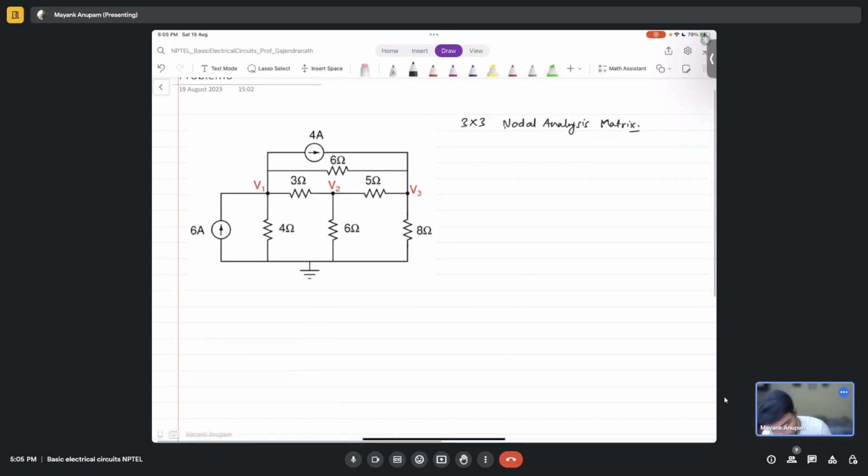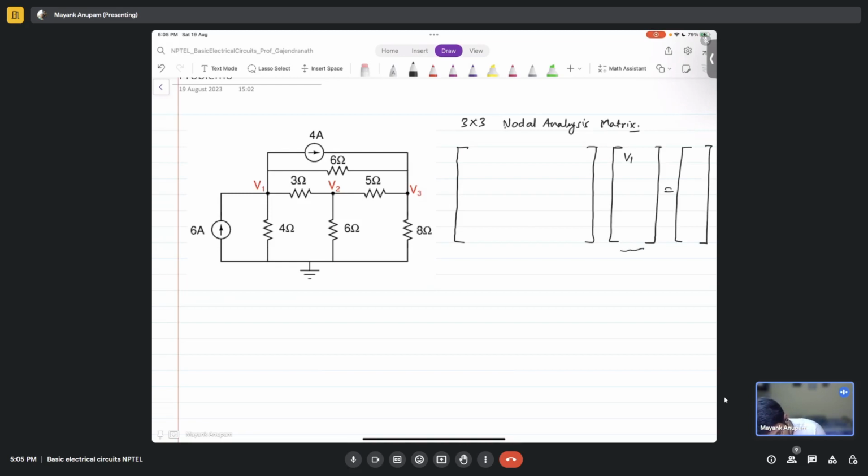Right. Tell me, this should be very quick. This is easy. It has no controlled sources. Tell me first for this one: this should be V1, this should be V2, this should be V3. And in this, what should I have? Tell me what is the first entry here? This is independent sources.